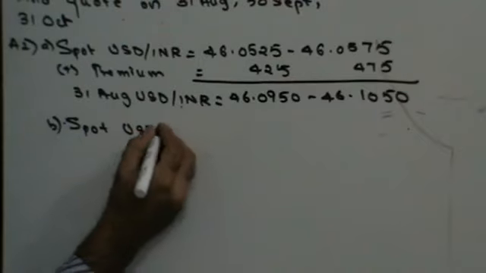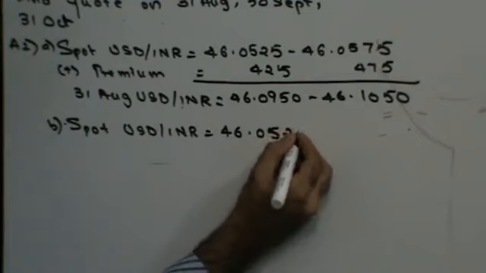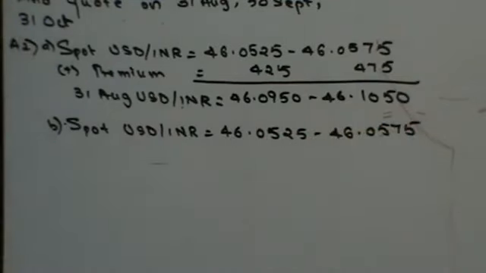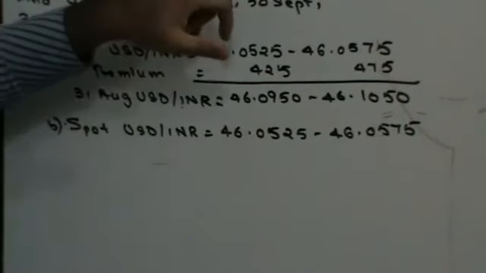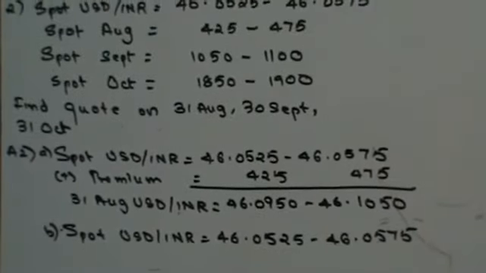Spot USD INR on some date, we don't know what the date is. 46.0525, 46.0575, right? Spot September. Now let's look at spot September. You have 1050 and 1100. The swap points are in ascending order. Since the swap points are in ascending order, therefore it is going to be a premium.